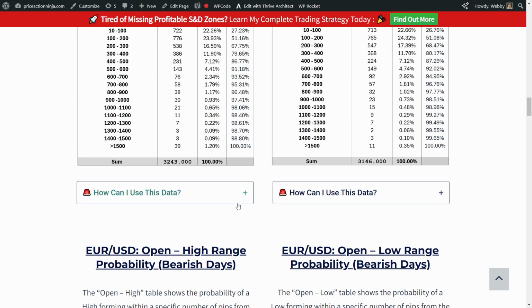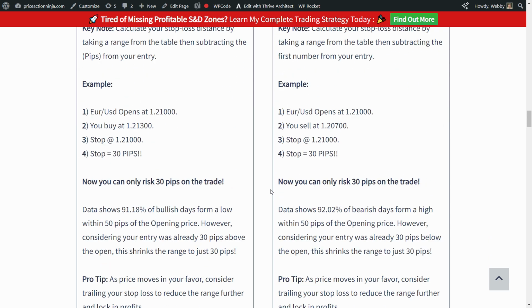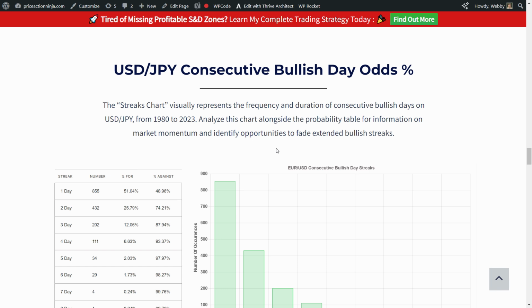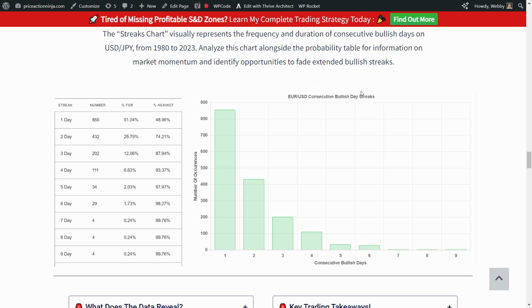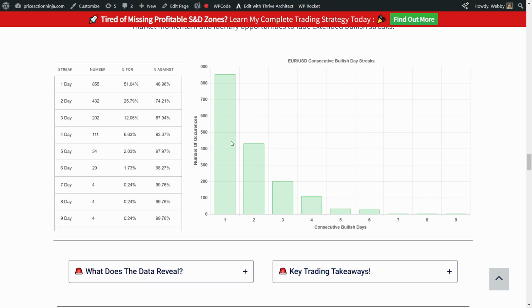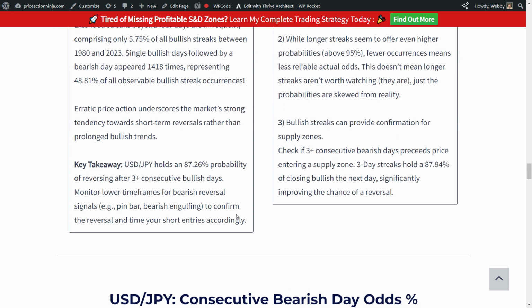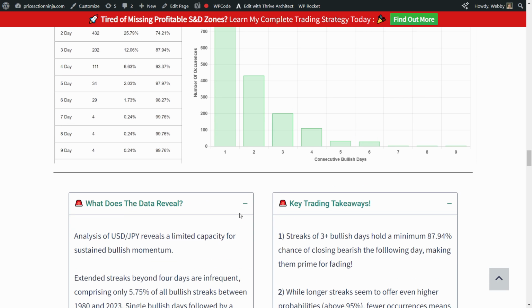What else is here? Oh yeah, I almost forgot about this. If you want a simple, repeatable, high probability trade setup, watch for streaks of bullish and bearish days. That's what these charts and tables show, the frequency and probability of seeing daily streaks. Use this probability table on the left to see the odds of each streak ending with an opposing close the next day. So bearish streaks always end with a bullish close and vice versa. You can see 3-day bullish streaks on Euro USD hold an 87.94% chance of closing bearish the next day. This stat alone gives you a new high odds trade setup.